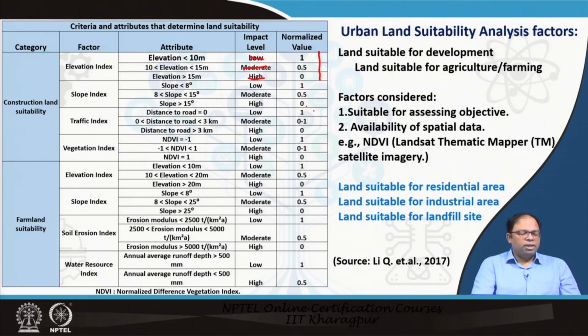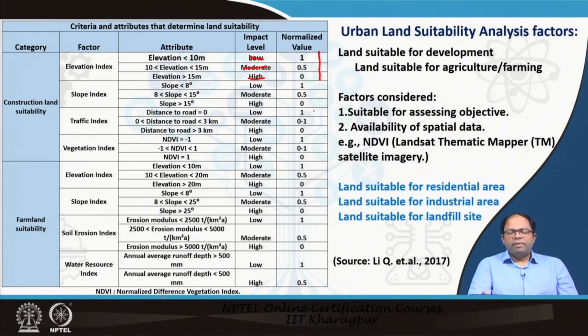So similarly, farmland suitability also has been done, and we have also used the term NDVI, normalized difference vegetation index, which talks about the amount of greenery in a particular area. The more the greenery, the better. And when this analysis was done, land suitable for development and land suitable for agricultural farming was the objective that needed to be determined.